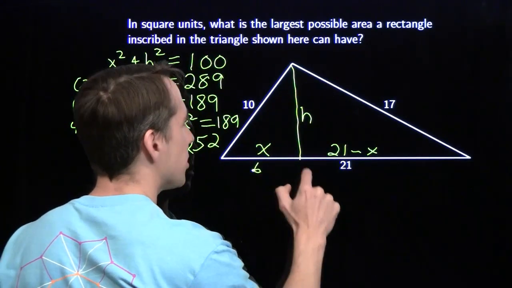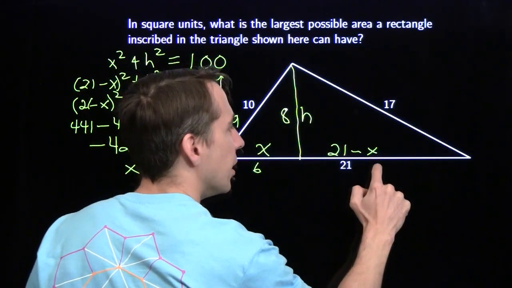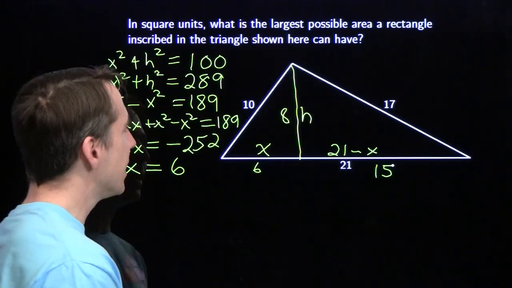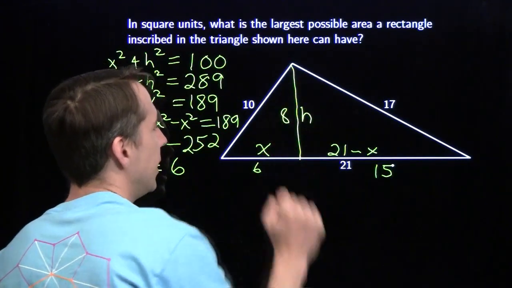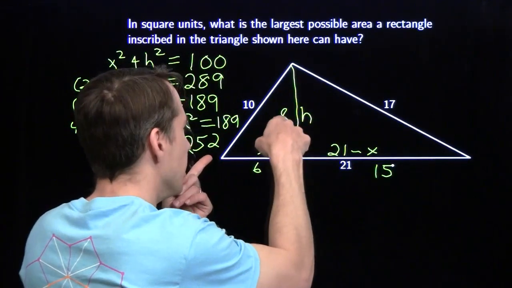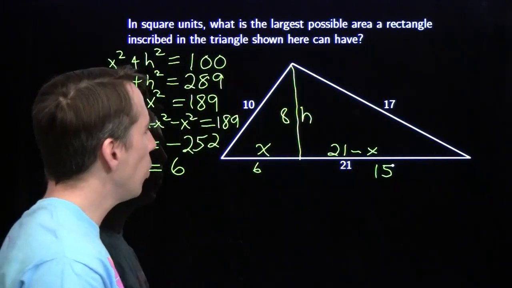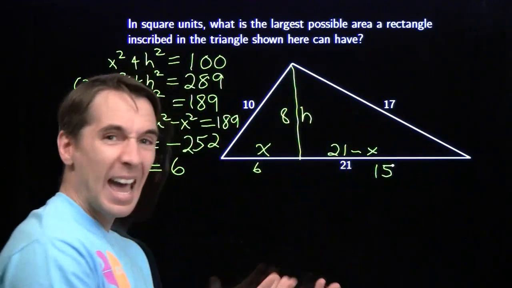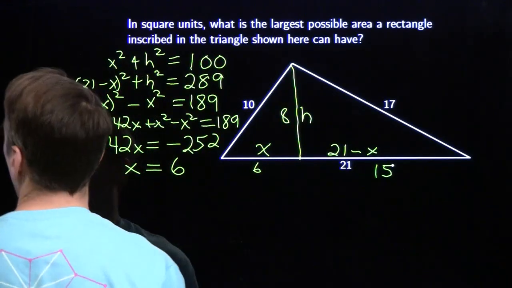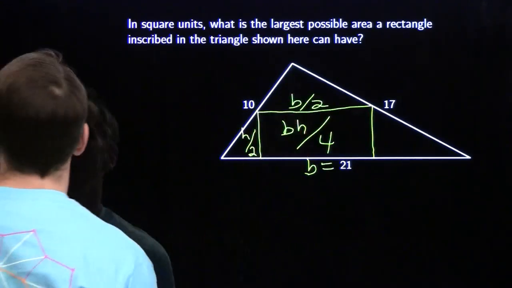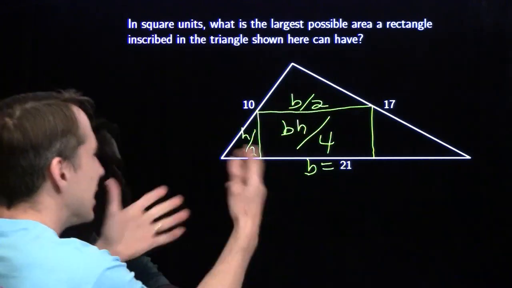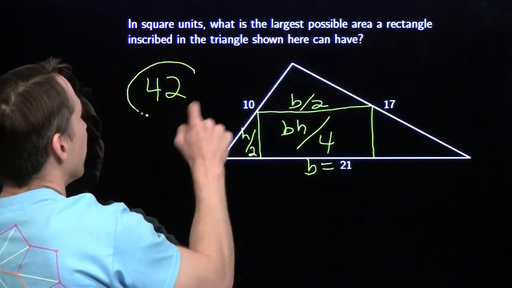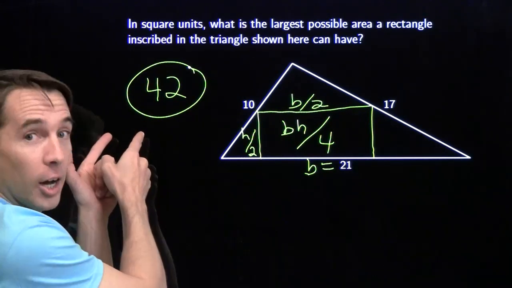So this is 6. Sure enough, this is 8. This is 15. 6 and 15 is 21, and all is good, and we're ready to answer the problem. Our height h is 8. The base is 21. 21 times 8 is 168. So the area of the whole triangle here is half that. That's 84. And our rectangle here has half the area of the whole triangle. Half of 84 is 42. And that's a great answer.